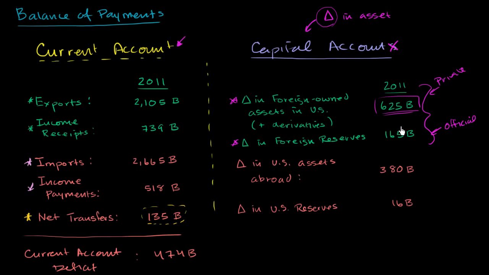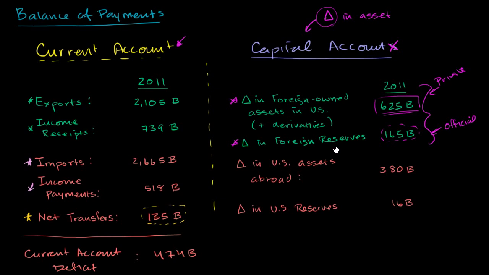So once again, if someone in England were to come into the U.S. and buy, let's say, a share of IBM from an American, then that would increase this number right over here. But if the Central Bank of China decided to buy a U.S. government bond from an American, then this right over here would increase. But they're both the general idea.